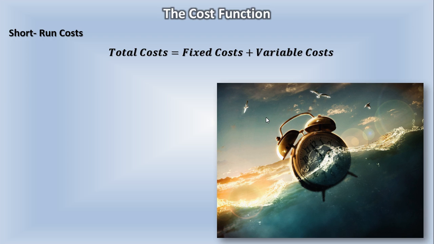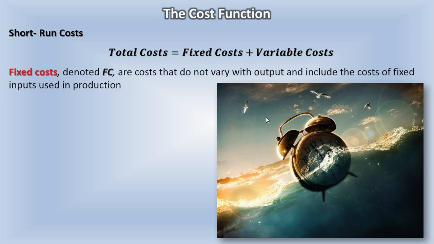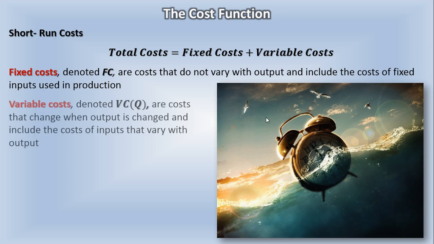The only way you can do that is by varying your variable input, which means, by assumption, to hire more people because that's your only variable input by assumption. So fixed costs, denoted FC, are costs that do not vary with the output and include the cost of fixed inputs used in production. Variable costs, denoted as VC of Q, are costs that change when output is changed and include the cost of inputs that vary with output.